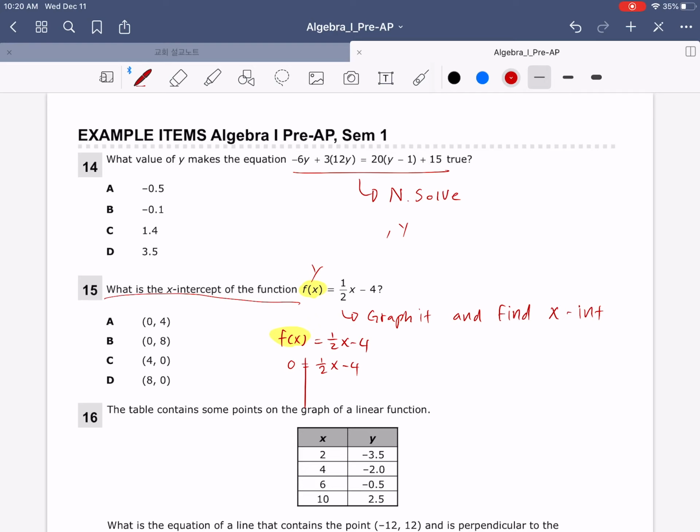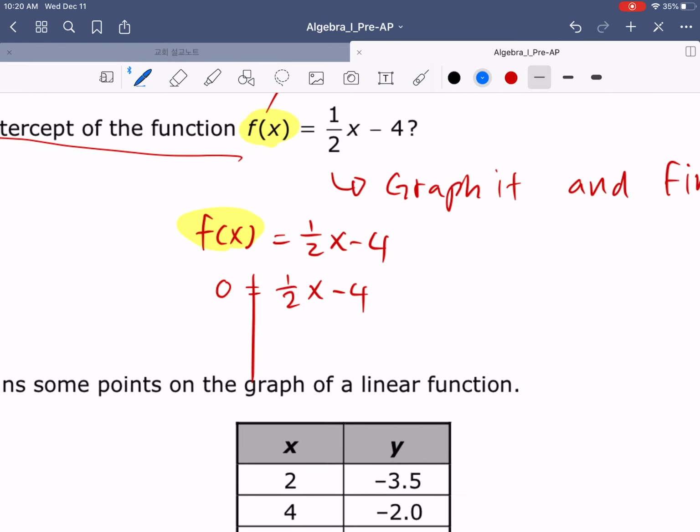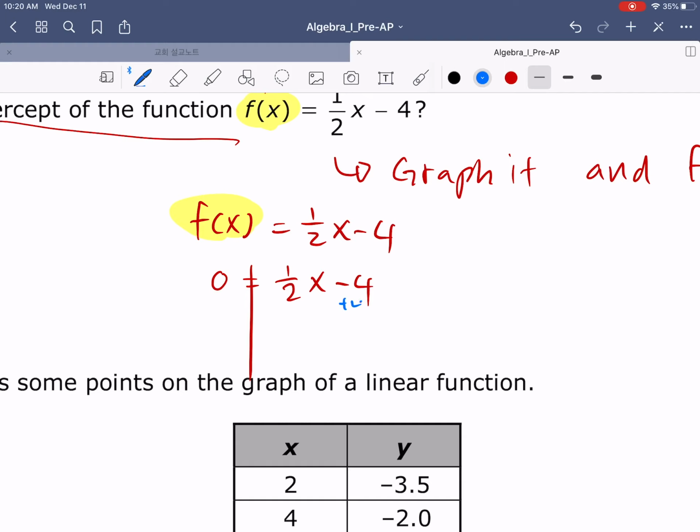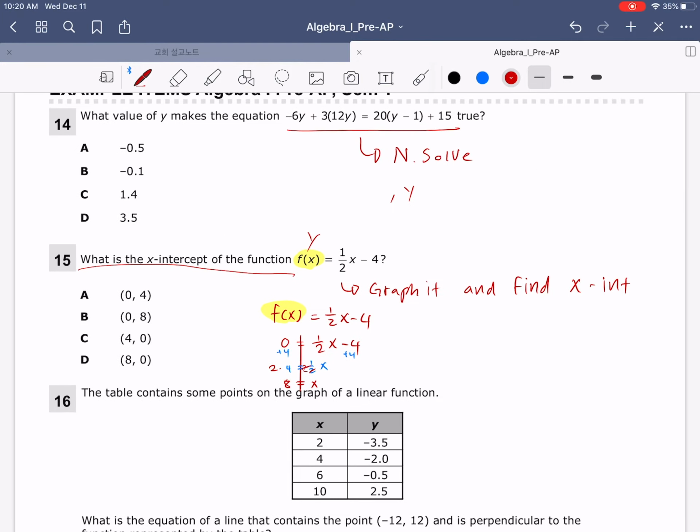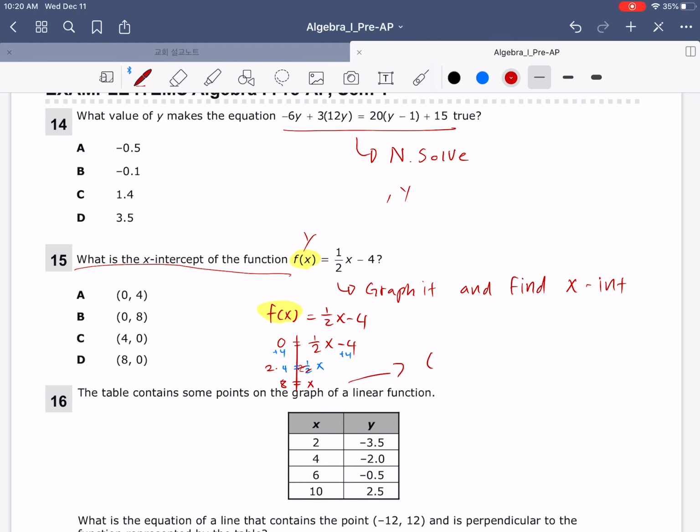And you can literally solve for x here, like plus 4 on both sides. You'll get 4 equals 1/2 x. If you want to get rid of 1/2, you have to multiply by 2 on both sides, so that this one cancels away. You get x equals 8. So the answer is going to be (8, 0), which is this. By the way, these two are y-intercepts, so you can just cross these out. So it's going to be either C or D.